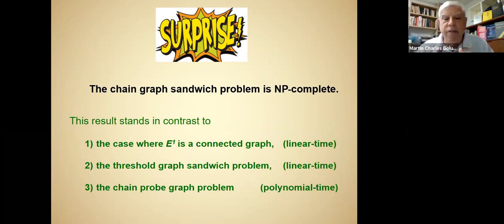But it's the fact that chain graph connectivity causes a difference in the complexity. So the chain bow and the chain threshold sandwich was linear, and 1 and 2 was the obvious deduction. Also, the chain probe graph problem, which we'll mention a little bit later, was known to be polynomial.